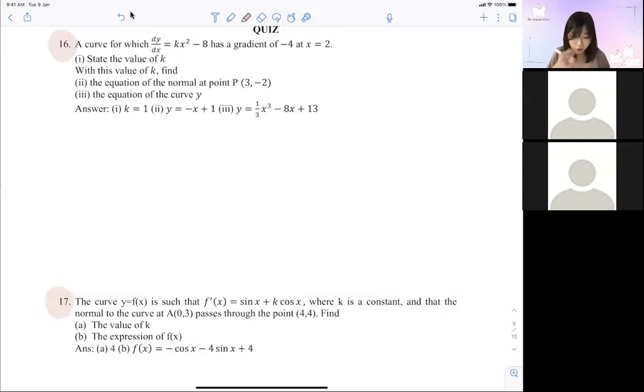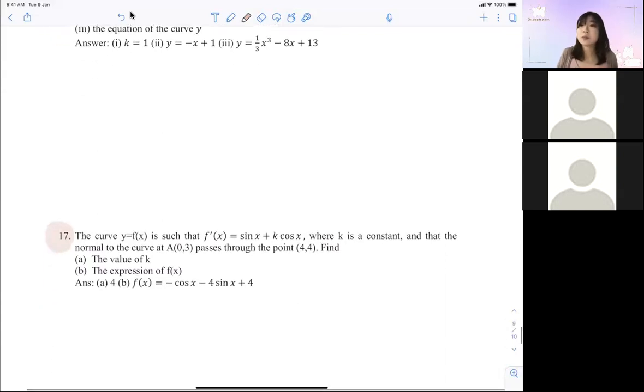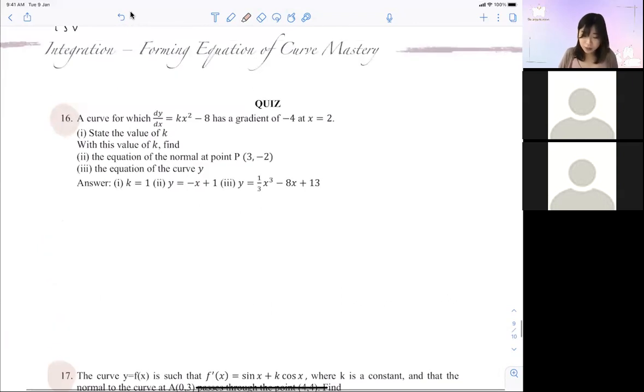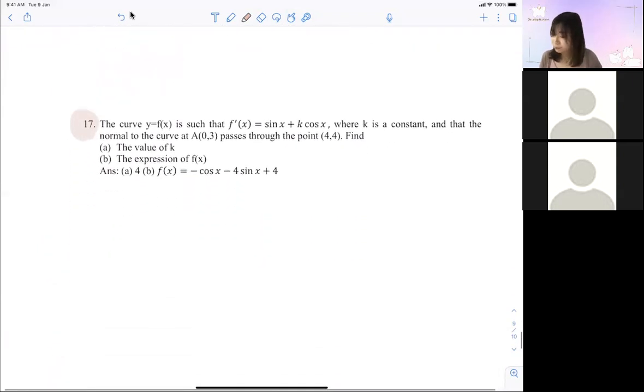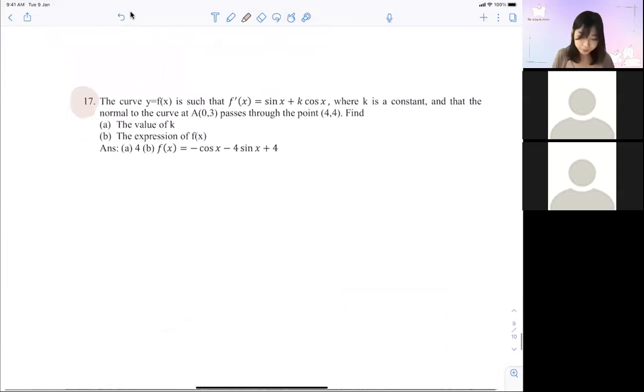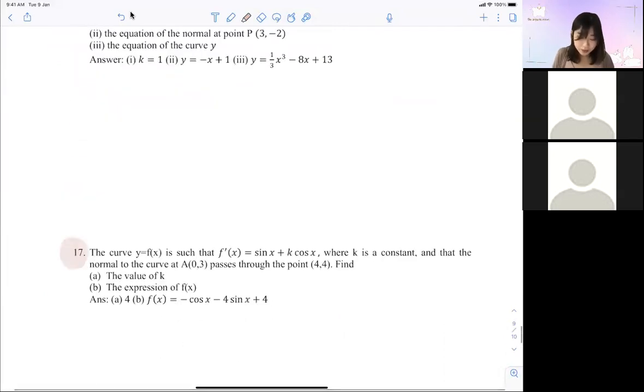Joshua, well done. Okay, question 16 is very good. One more, okay? 17. Dylan, you finish 16? Then you send me first, okay? Okay. Well done, both of you. 17 is trigo. Be very careful.